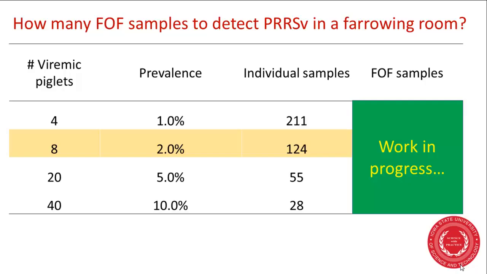population-based sample. Next question is, all right, so how many oral fluid samples do I need, family oral fluids, do I need to detect virus in a farrowing room? If it's individual samples, you already know that from that table. You need about 120 to detect at 2%, 200 pigs at 1%. How about family oral fluids?